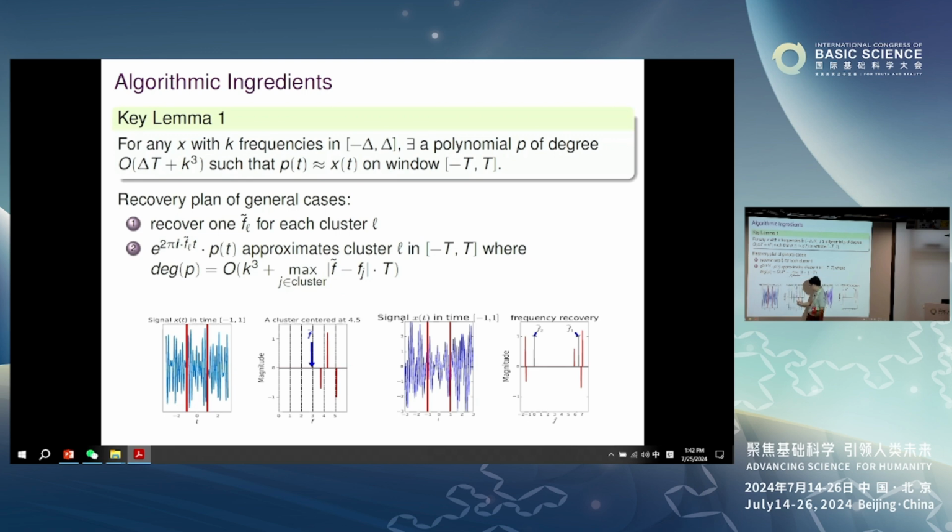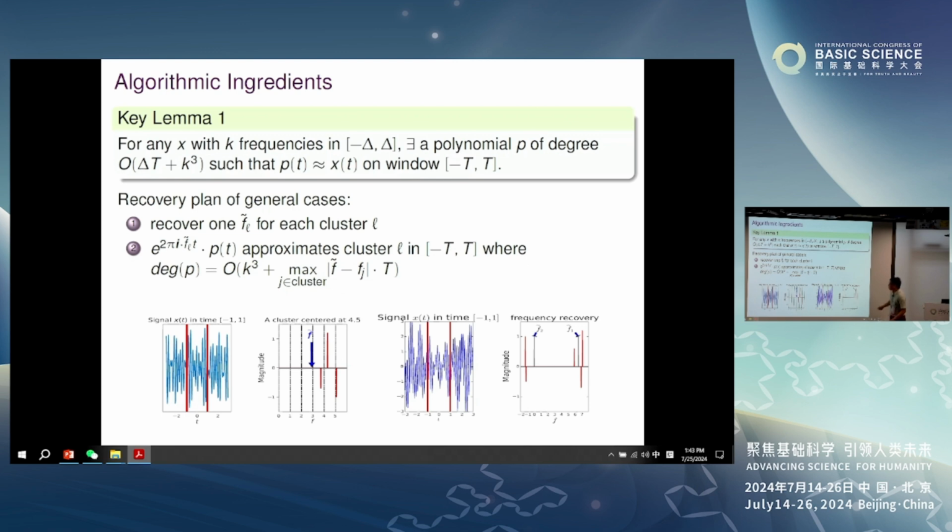So the behavior of this cluster in the time domain. The reason is that after you multiply by this wave function, essentially you shift this cluster by a minus f tilde factor. So you essentially shift this around 0. Then the degree of the polynomial depends on how accurate your flag is and this k cubic factor. And if we have multiple clusters, we will recover multiple flags, one for each cluster.